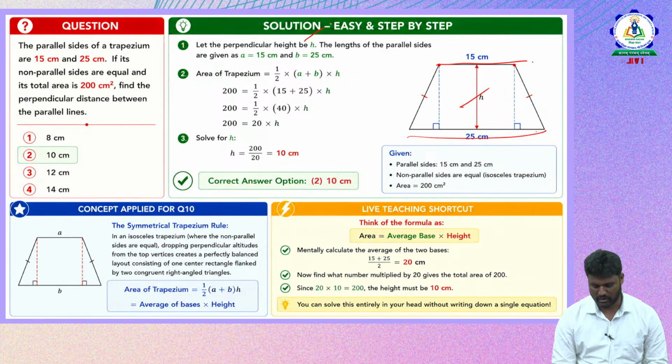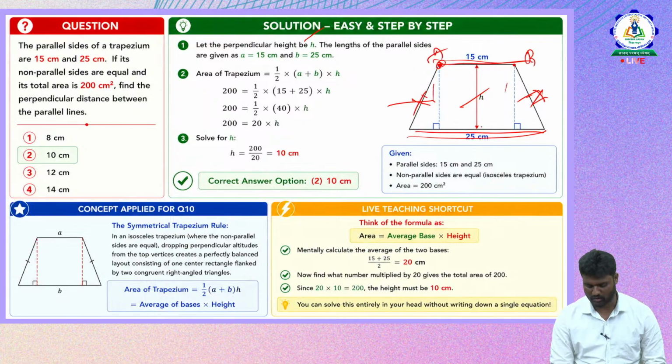Then these two are the parallel sides in a trapezium, and these two are the non-parallel sides. When you drop the height, the altitude, correctly from the vertices A and B, then it will become equal. Now given A is equal to 15 centimeter and B is equal to 25 centimeters.